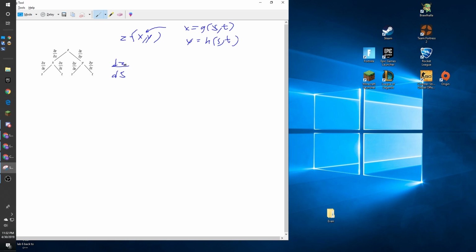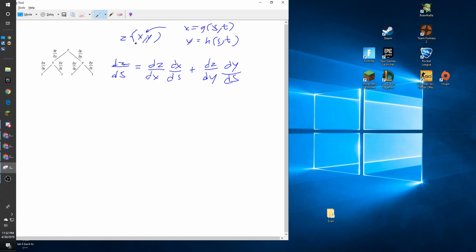Normally, I would have to substitute all this in and then do the chain rule out, and that's just a lot of work. So the shortcut for this would be to do dz/dx times dx/ds plus dz/dy times dy/ds. Okay, so this is the chain rule.